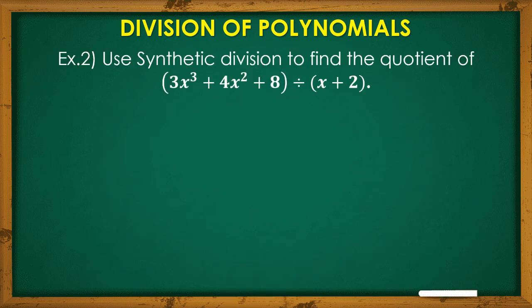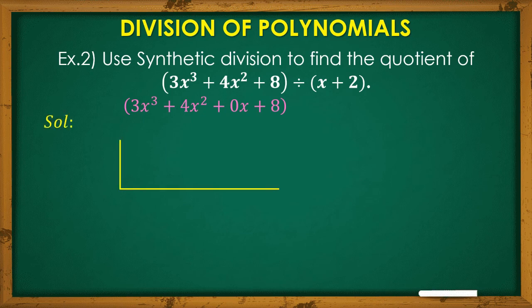Use synthetic division to find the quotient of 3x raised to 3 plus 4x raised to 2 plus 8 divided by x plus 2. So, yung dividend natin is kailangan naka-standard form. And observe na meron ulit tayong 0x dahil may nawawalang power of 1. To complete our dividend, we have 3x cubed plus 4x squared plus 0x plus 8. Ano yung step 1? Take all the coefficients. 3, 4, 0, 8.